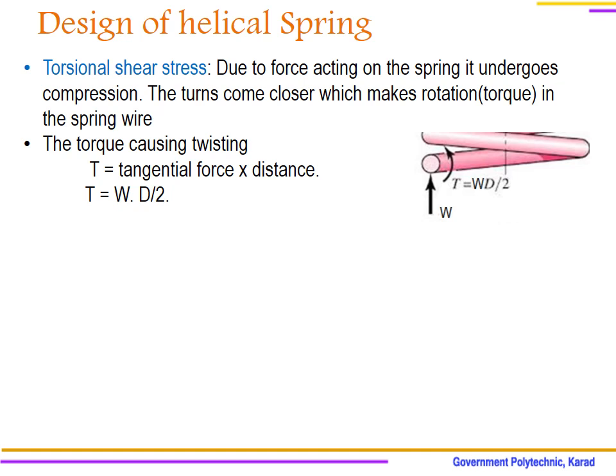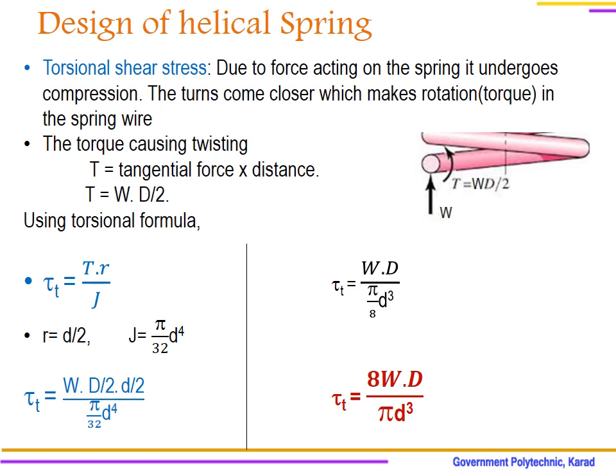So torque can be given as force into distance. So torque is equal to W multiplied by D by 2. So we can find the torque which is responsible for this torsional shear stress. Now we will be using the torsional shear formula and finding out how much torsional shear stress will be induced in this spring. For that sake, I have written here tau T. It is the torsional shear stress.